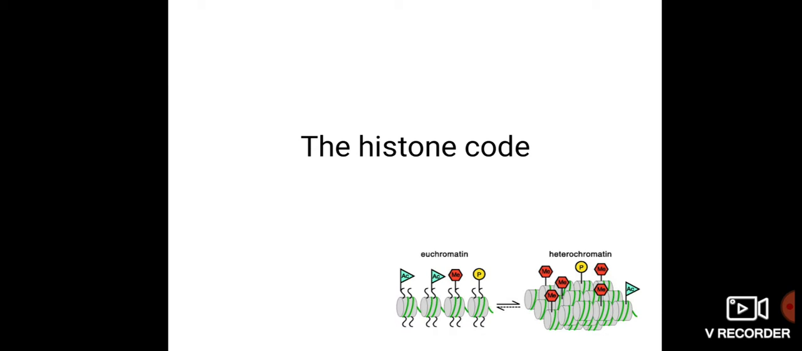Histone codes are nothing but the modified histones which are going to be read by different protein molecules. And as you know about genetic codes, similarly, these histone codes are also considered as epigenetic codes. They play an important role in the conversion of a euchromatin region into a heterochromatin region.